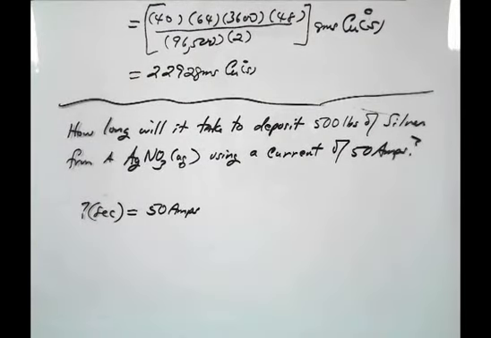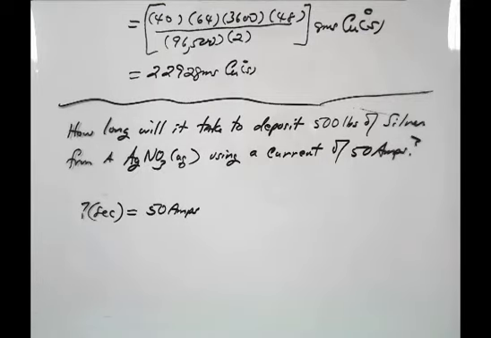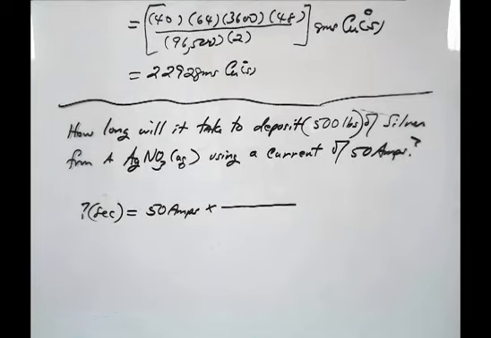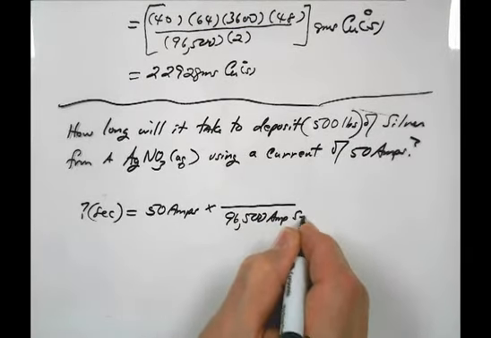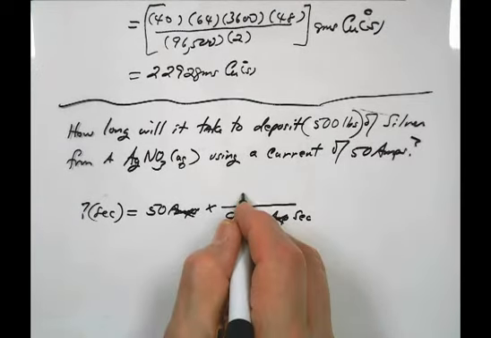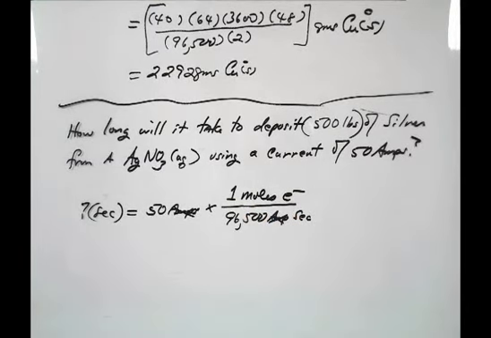Now I want to get rid of amps and go to whatever time thing I want to go to. How long will it take to deposit this 500 pounds of silver? Well, that's going to be one of the conversion issues also. So how do I get rid of amps? I have to have amps in the denominator in the next term. So 96,500 amp seconds. So I got rid of my amps. Now I'm at moles of electrons. So that accounts for 1 mole of electrons.